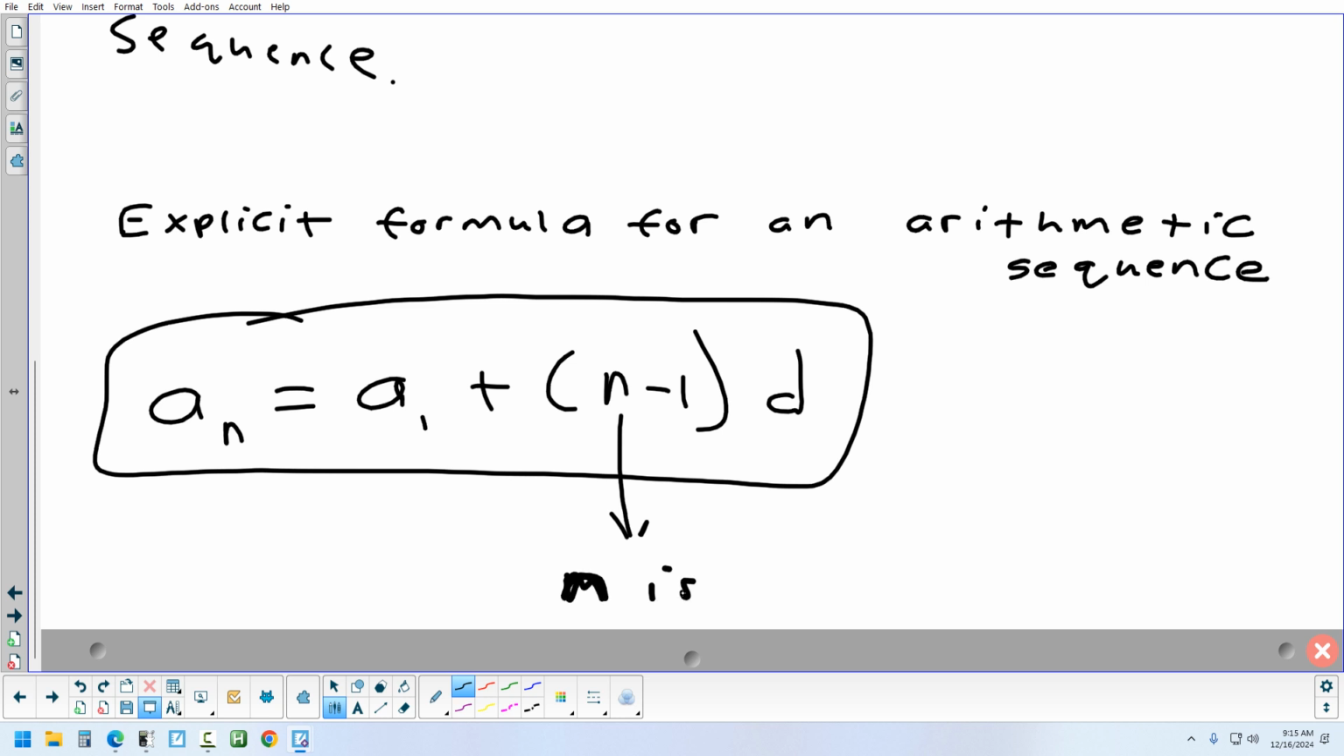Remember, n is a positive integer. Okay, there's no such thing as negative positions, 0 positions, or decimal positions. To convert something from recursive to explicit, it requires you to know 2 things. What is the very first term in your sequence? And what is the common difference? What is it that you are adding each time to get from one number to the next?